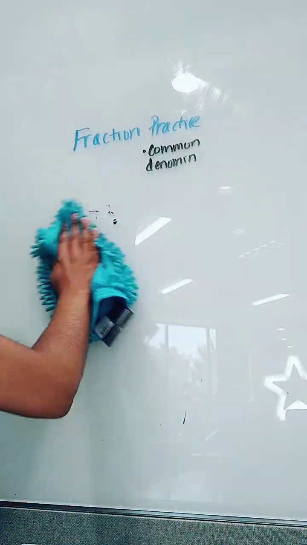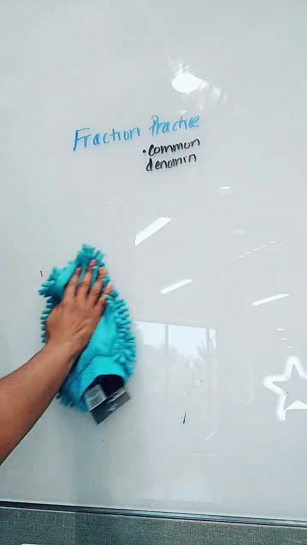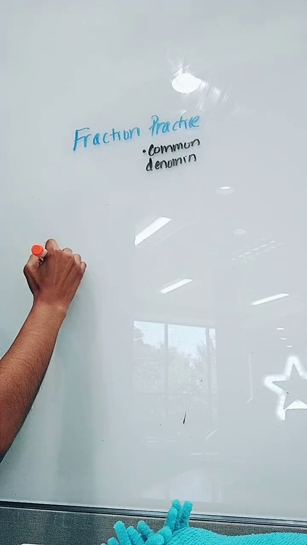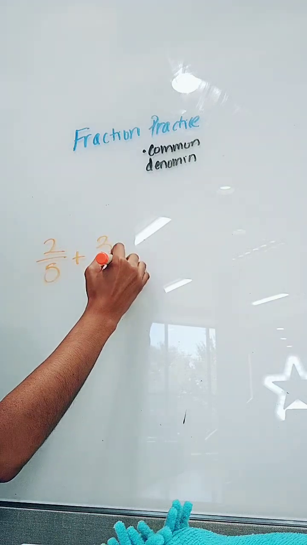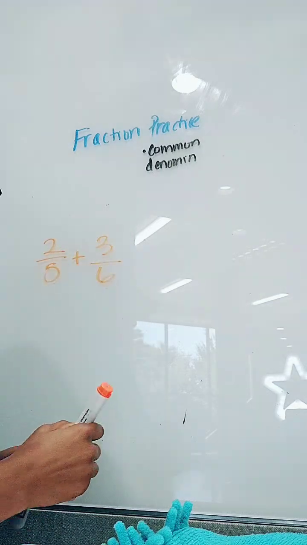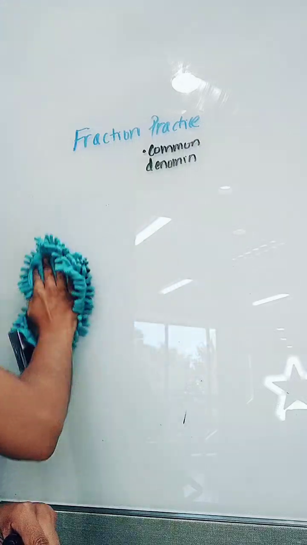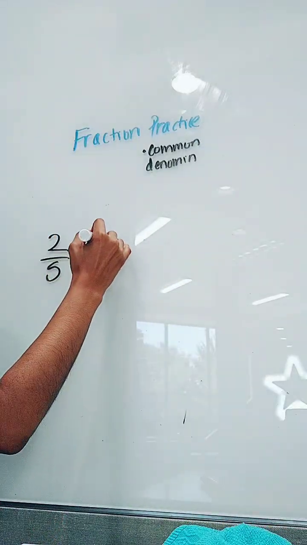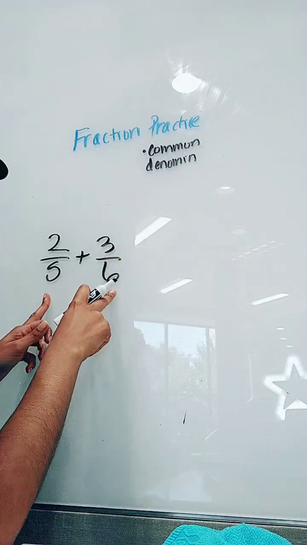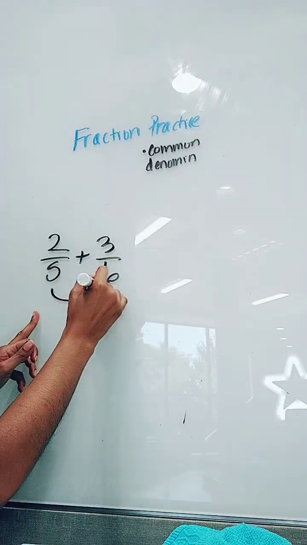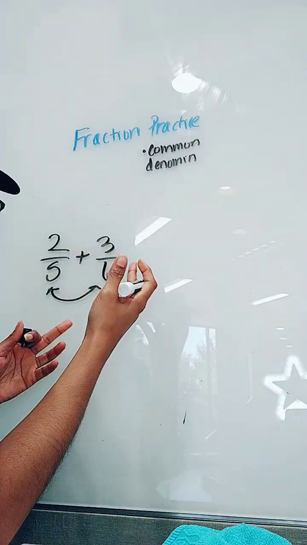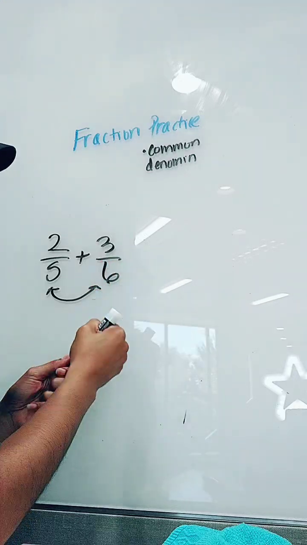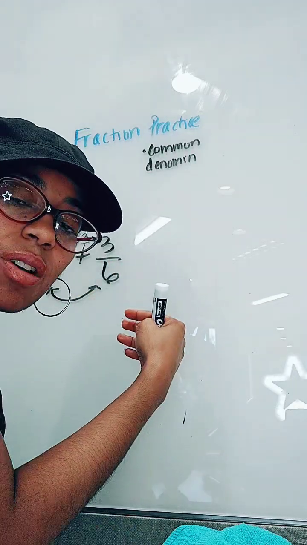There's many different ways, but we're just going to focus on the common denominator right now. Let's say you have 2 over 5 plus 3 over 6. The denominator has to be the same. They call it the butterfly method, okay? But you can cross multiply too.